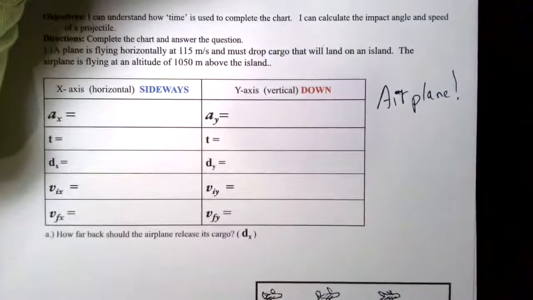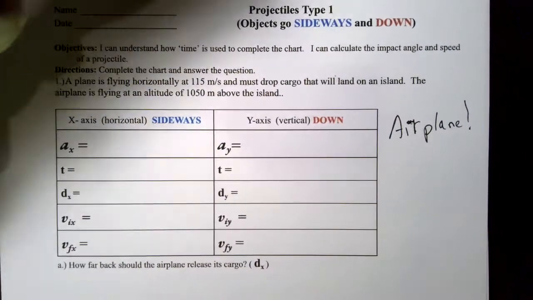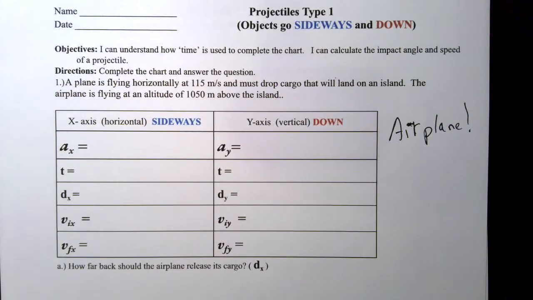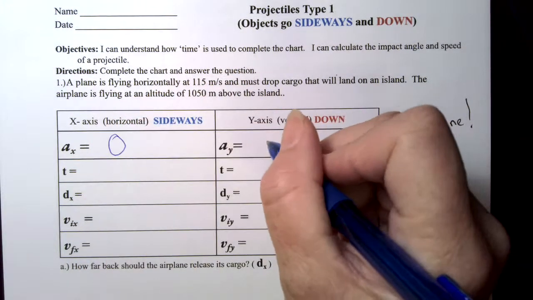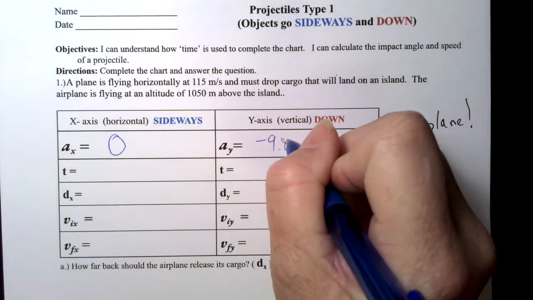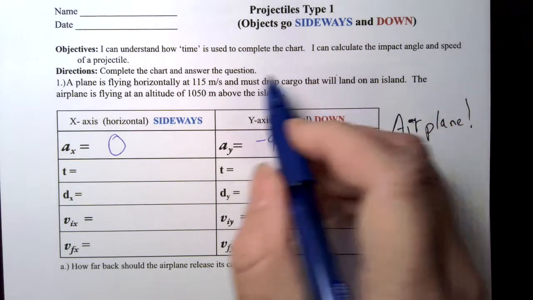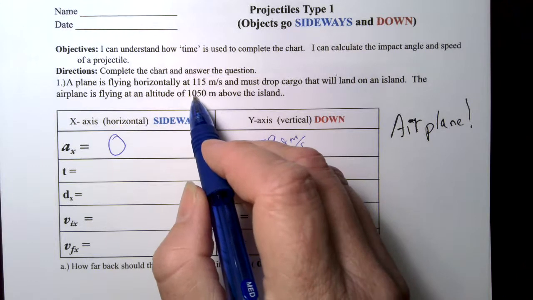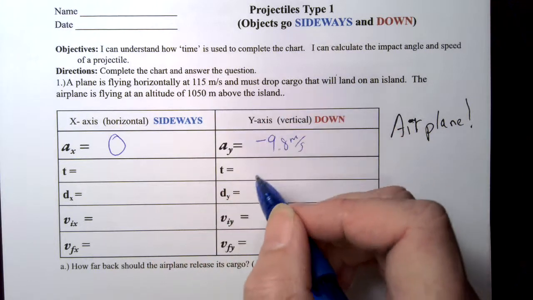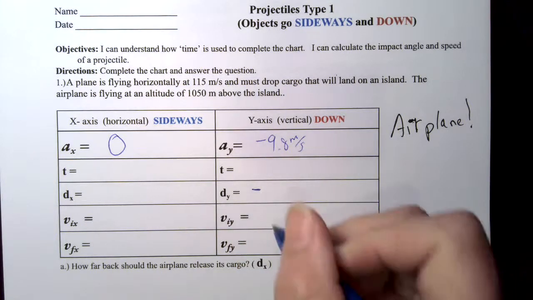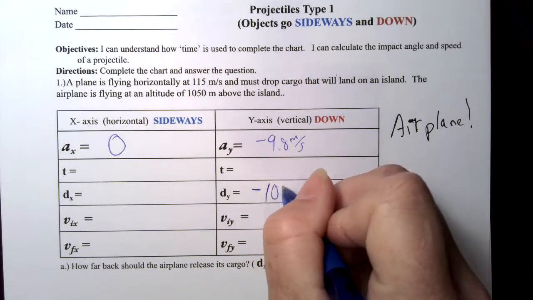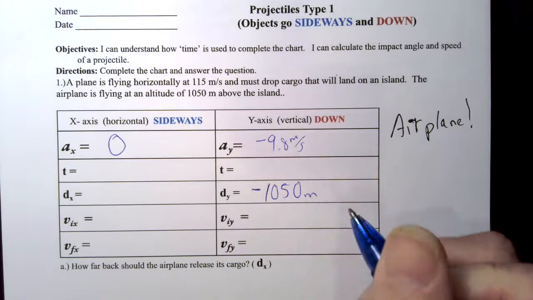All right, first we're going to fill out the chart. You guys are amazing. Here we go. Complete the chart, answer the question. First thing you do, big goose egg here, 0, and then negative 9.8 meters per second squared. And the airplane is flying at an altitude of 1,050 meters above the island. That's the dy. That's actually negative because the package is going down. So negative 1,050 meters.